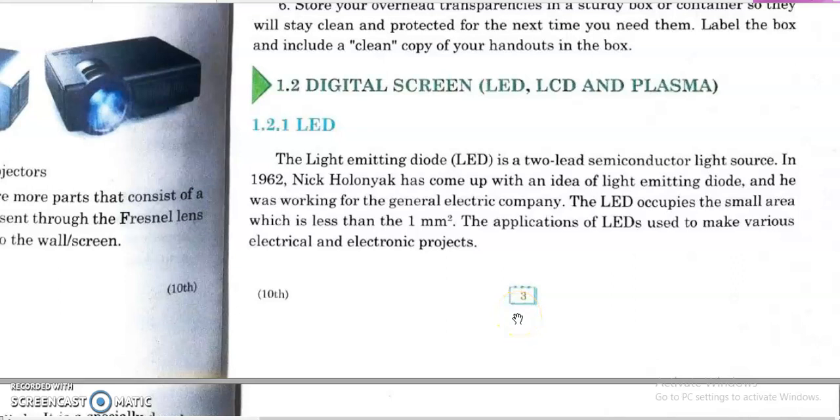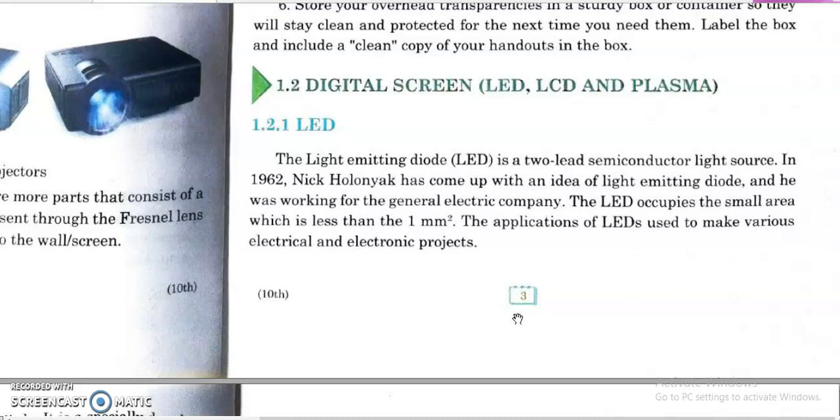Hello, 10th standard students. So today we will continue with our topic, digital screens, and the types that we will cover today are LED, LCD and plasma.